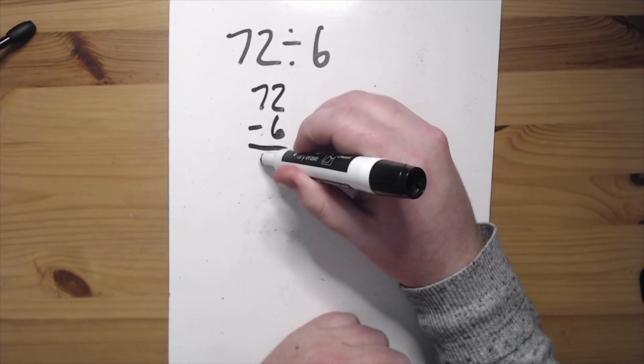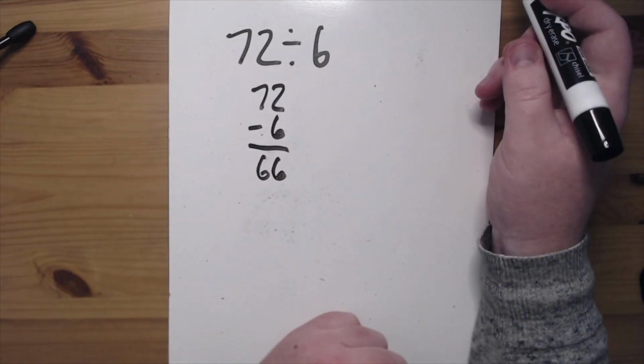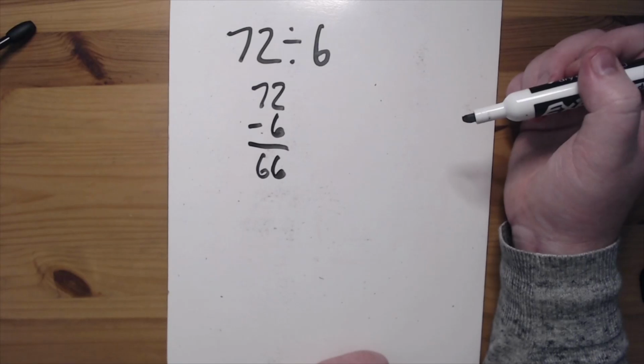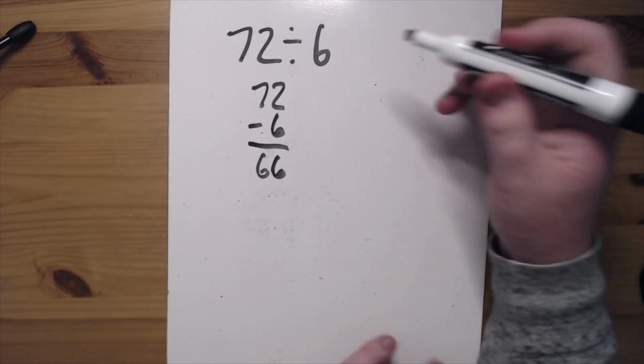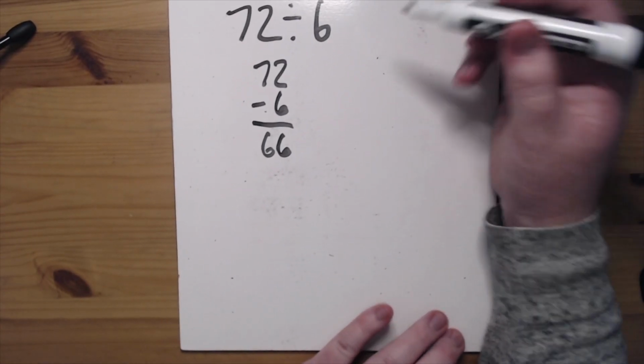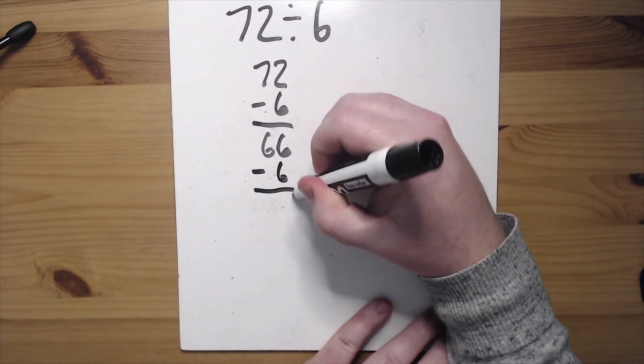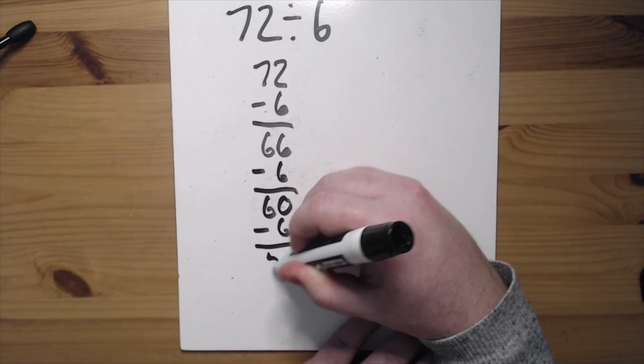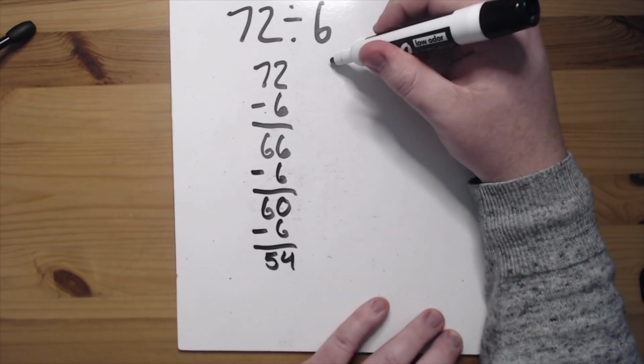So 72 minus 6 is 66. Now, obviously, that didn't get me very far. But we're going to keep subtracting 6 until our answer is 0, or we get close to 0. So let's take a look and see what happens. 66 minus 6 is 60. 60 minus 6 is 54. Let's bring 54 up here.